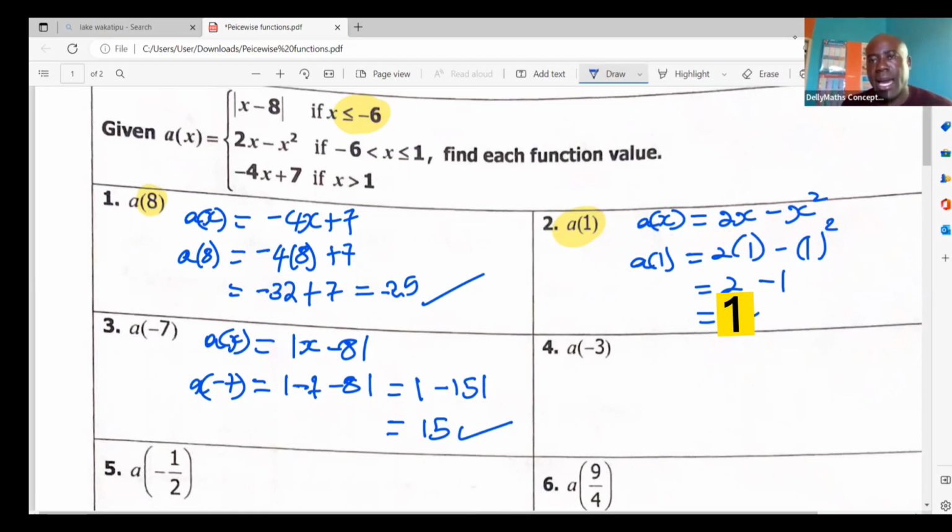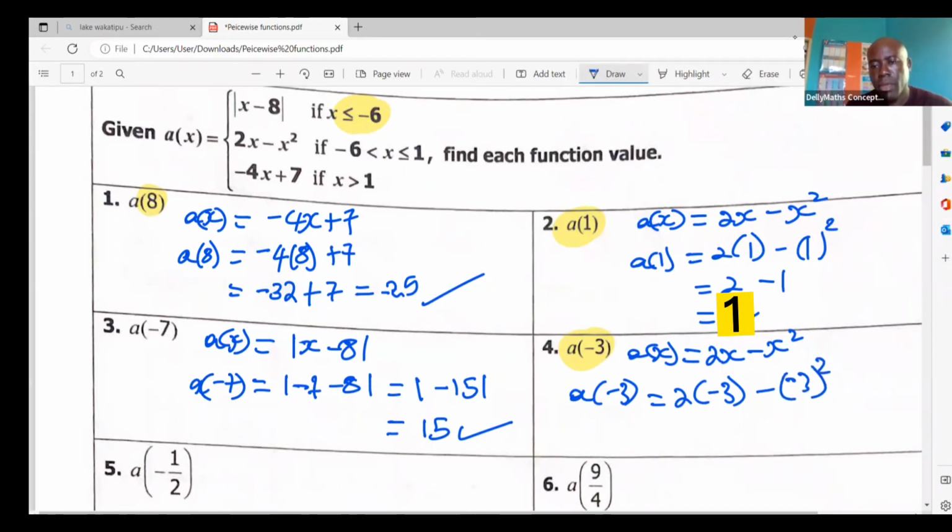Let's continue. Now we're looking at a of negative 3. Negative 3 would be in the second category, because negative 3 is greater than negative 6 and less than or equal to positive 1. So we write the second function: a of x is equal to 2x minus x squared. So for a of negative 3, it's 2 times negative 3 minus negative 3 squared. This is negative 6. But when you square negative 3, you get a positive number, so it's just 9. So this is just negative 15. So a of negative 3 is negative 15.